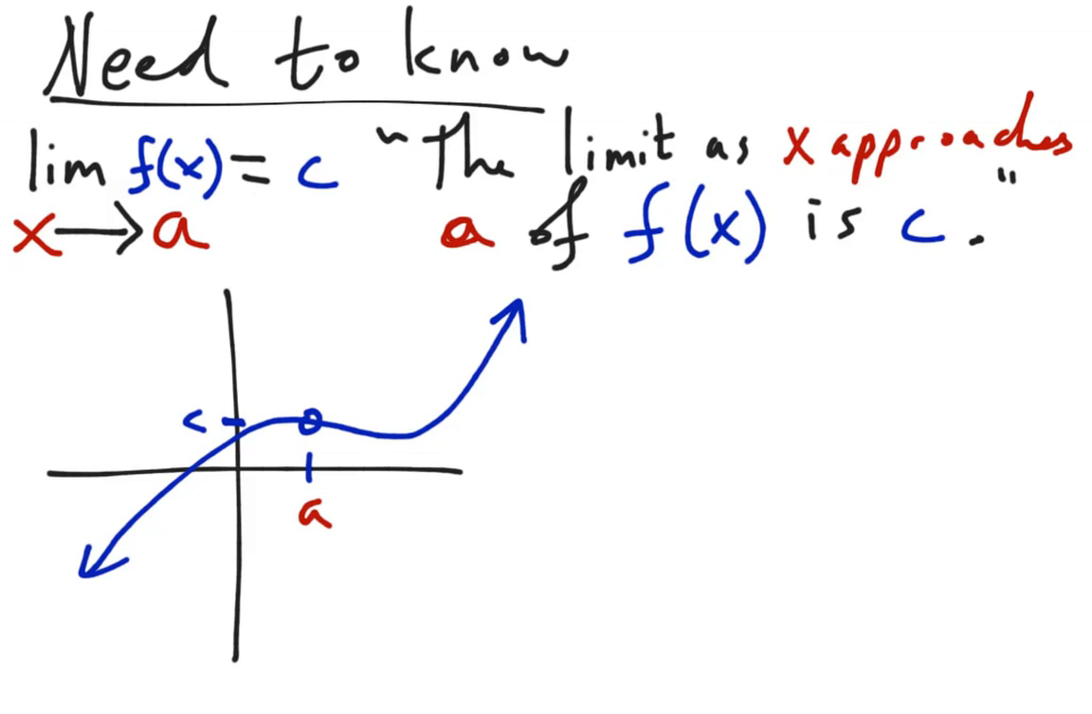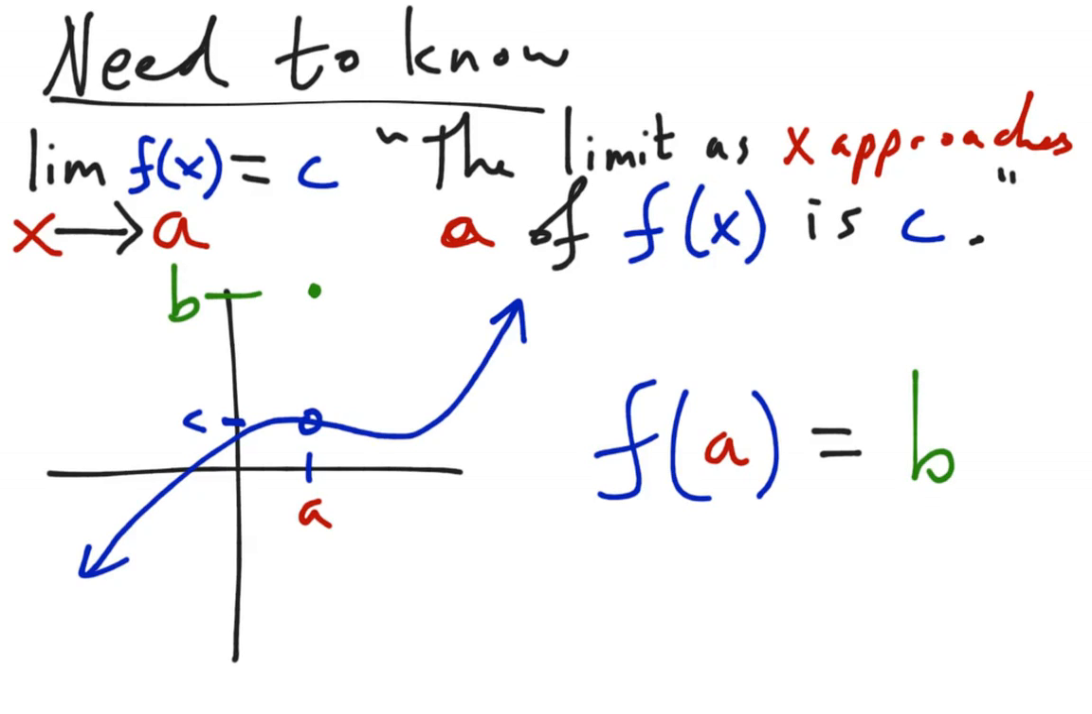Now notice that f of a could be anything else. It doesn't have to be c. So f of a could be something else like b, and be somewhere like up here, and that's okay. All we care about for the limit is the trend as x approaches a from both sides. What are those y values going towards? We can see that here they're going towards c and not towards b. There are no other y values up in that region. So that's one thing you need to know.